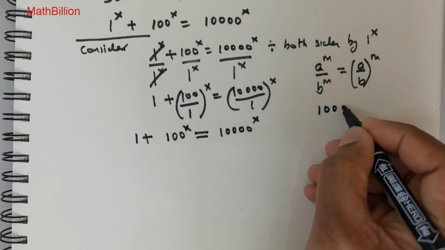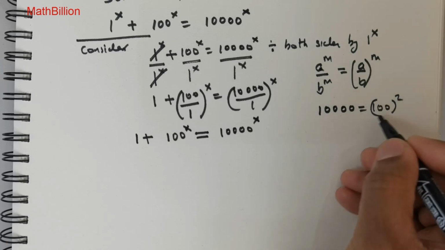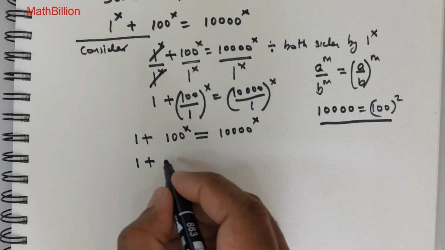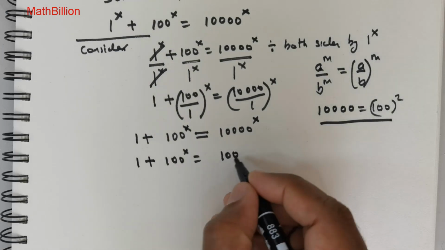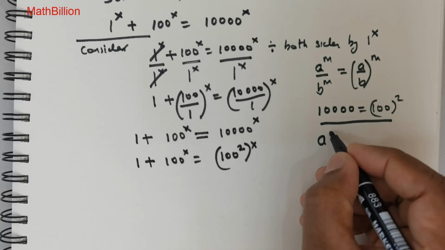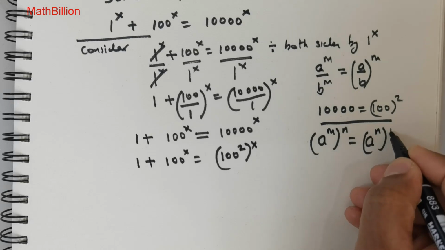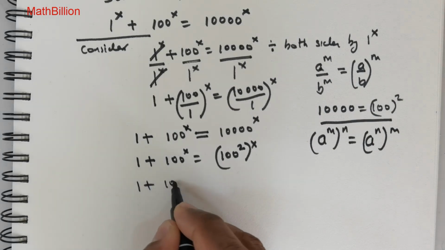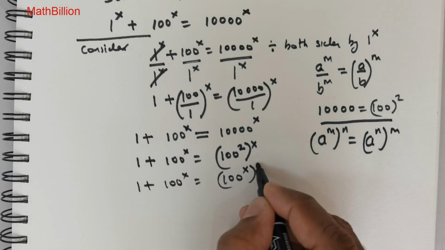Now what is 10,000? Can I write 10,000 as 100 squared? Of course it is possible. So this is going to be rewritten as 1 + 100^x = (100^2)^x. Now there is a formula: (a^m)^n can be rewritten as (a^n)^m. You can flip the exponents. So this is going to be 1 + 100^x = (100^x)^2.